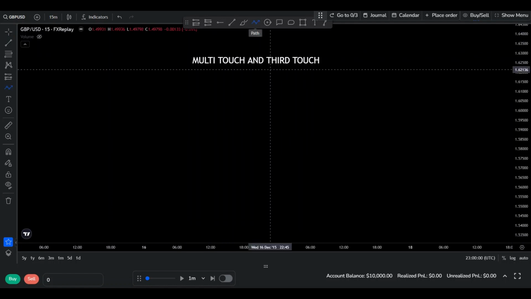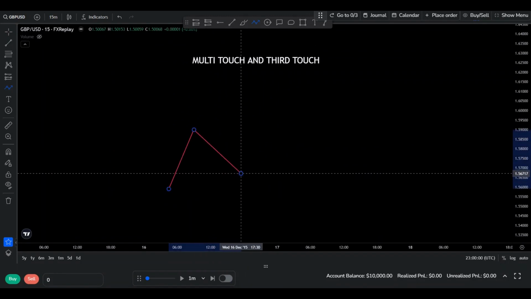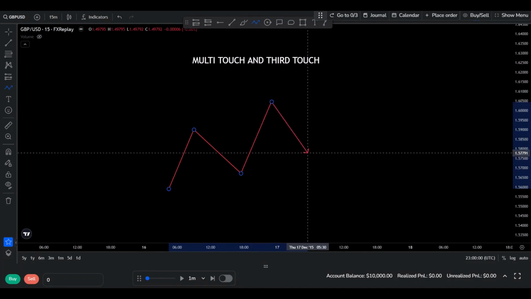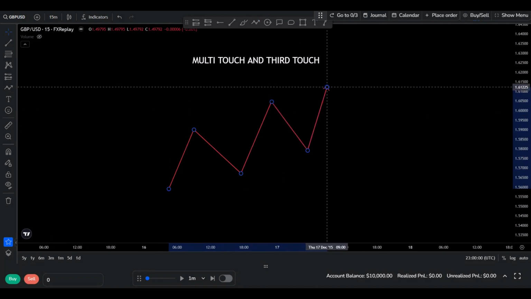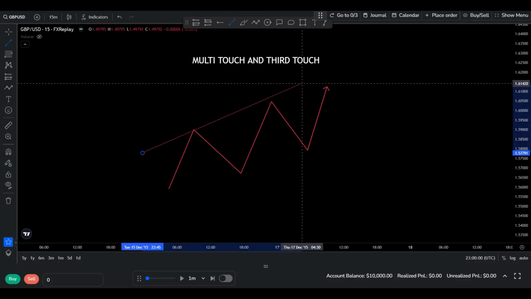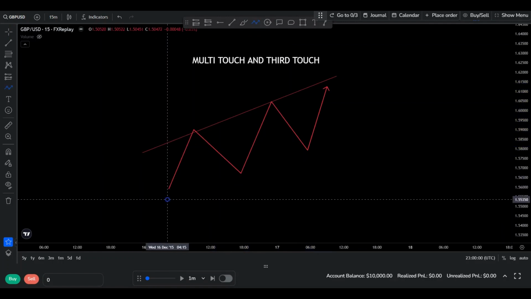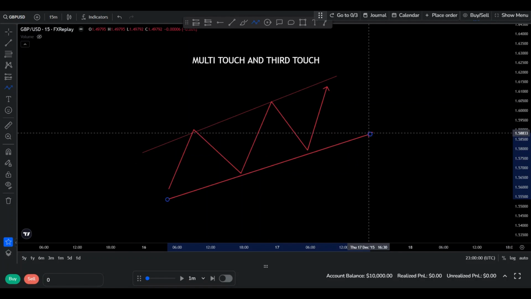So now we are proceeding into the concept of patterns, and I'll be using a bullish pattern for this particular example. The concept of the multi-touch and third touch is very, very important because it allows you to understand your patterns properly.